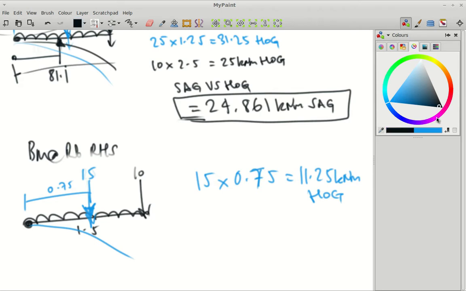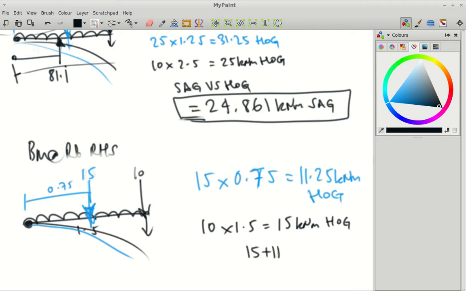So now we're going to do the 10 kilonewtons times by its distance of 1.5, which is going to be, of course, 15 kilonewton meters, and the 10 is going to push down. That's going to hog as well. It'll bend that way. So we've got a total hogging moment of 15 plus 11.25. That's going to give us a total hogging moment of 26.25 kilonewton meters hog. That's the hard bit done.